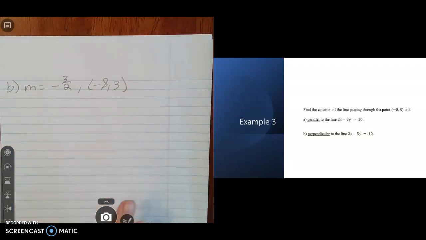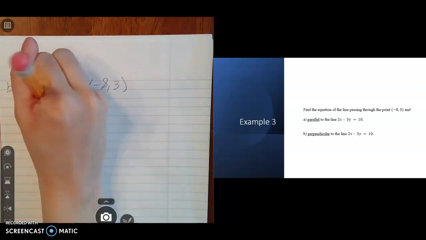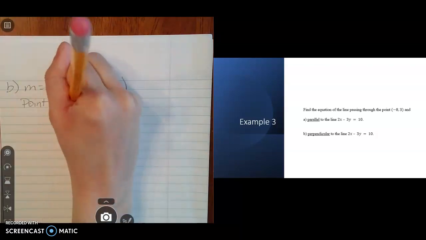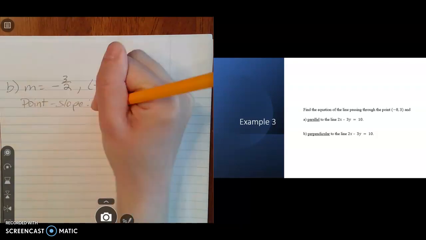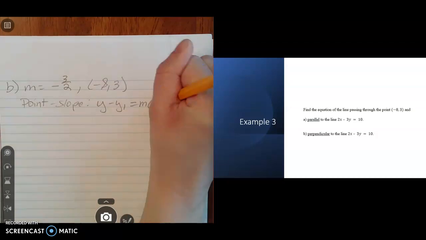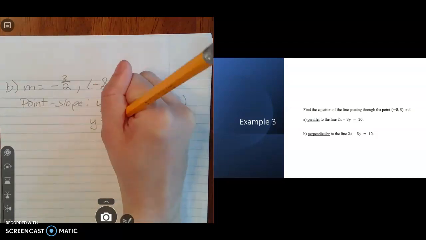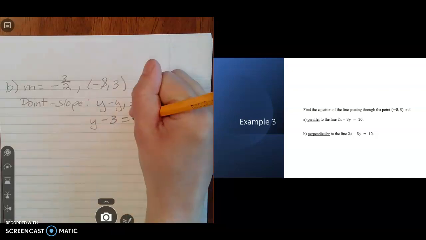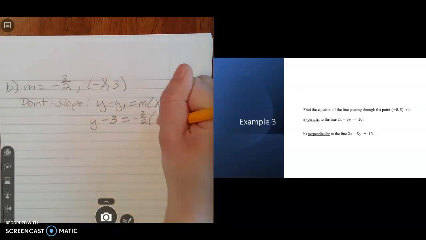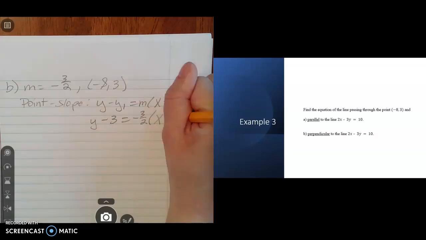And so we're going to start the same way that we did in part A. We're going to start with our point slope form because we're given a point and a slope. And just refreshing you all, that's y minus the y coordinate equals slope times x minus the x coordinate. So for us, that would be y minus 3 equals our slope, which is -3/2, times x minus a -8, so that's really +8. So there's point slope form.